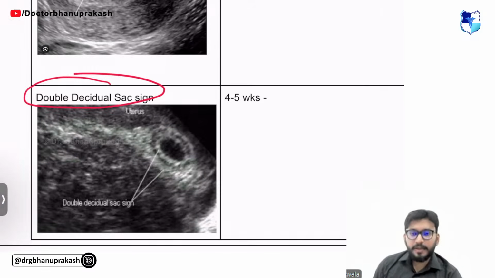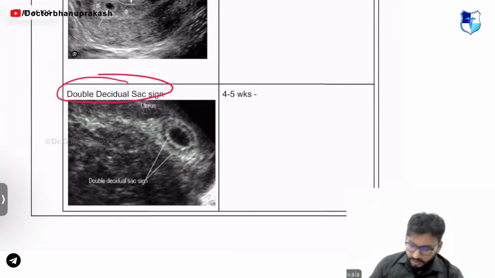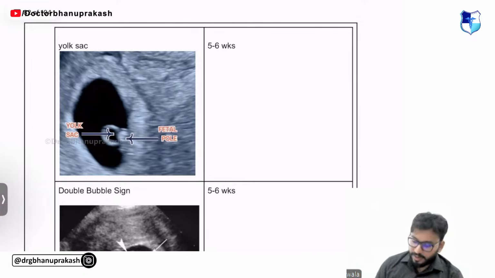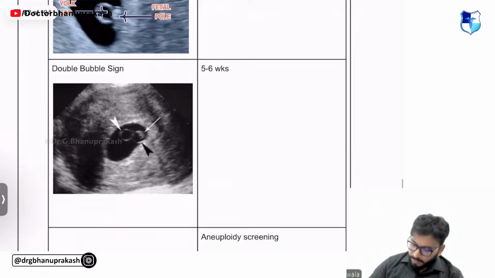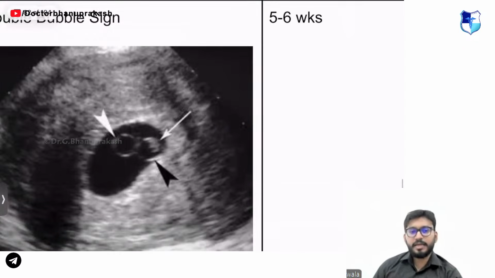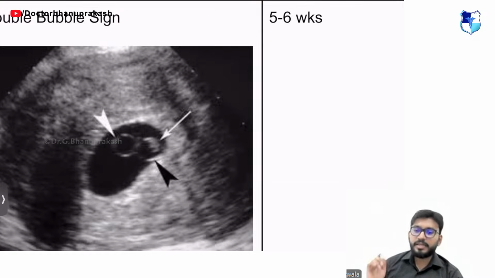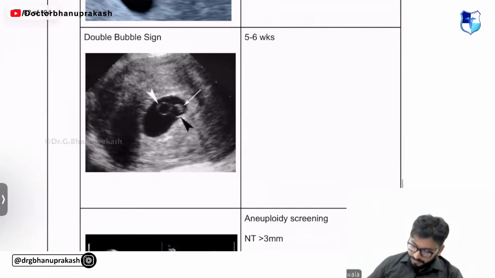Can you see the double decidual sac sign, guys? Can you see the two sacs? We just breeze through. This is the yolk sac. The next is the double bleb sign. Can you see the double bleb sign? This image has been asked multiple times. What does it represent? It is the double bleb sign representing the intrauterine pregnancy, guys.